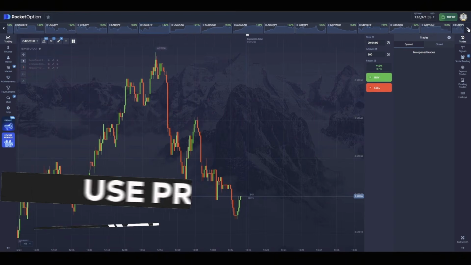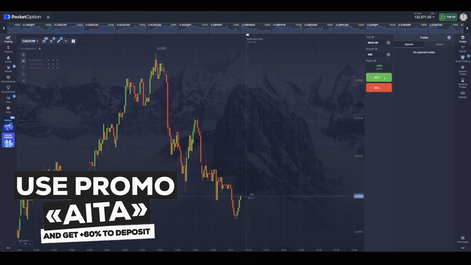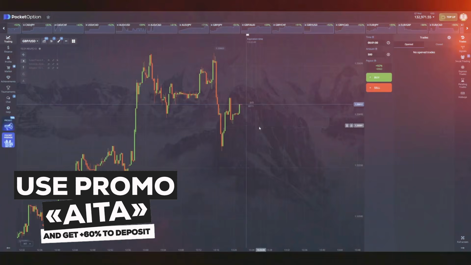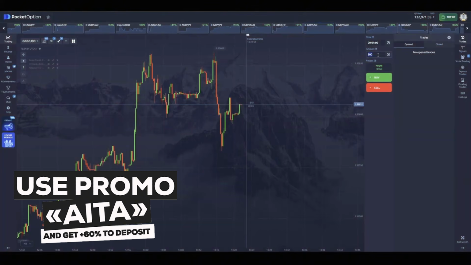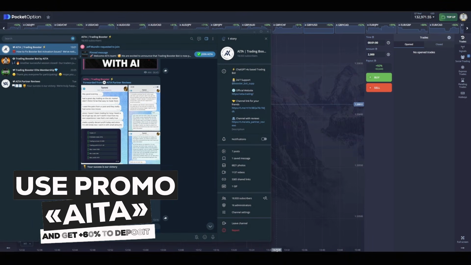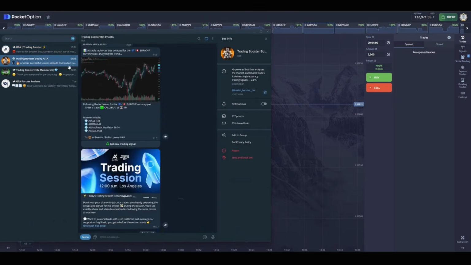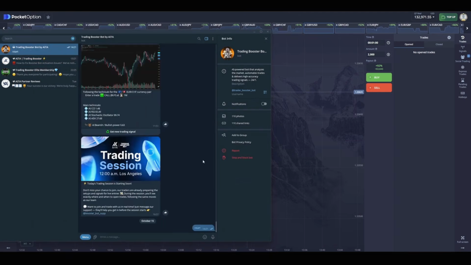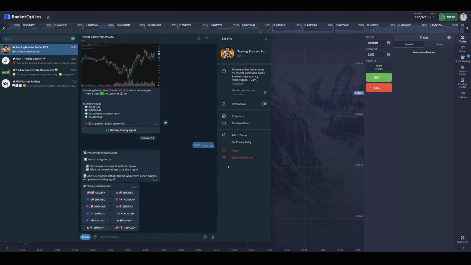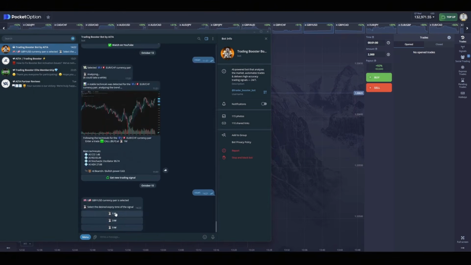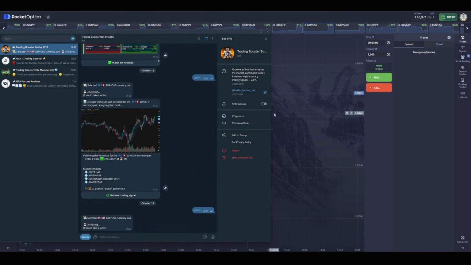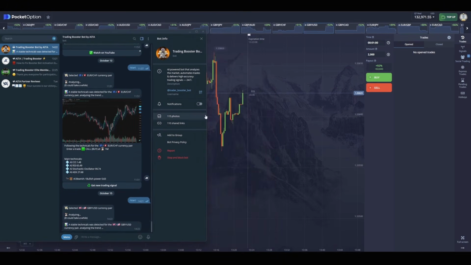Let's look at a pair with a much higher payout, and open a trade on it using our signature tool. For example, I'll choose the British pound dollar. And let's put down $2,000 here. So I'll go over to the booster bot, press start, meaning I'm reactivating the robot. Select the British pound dollar currency pair, set the trade time to 1 minute. And now we just wait for the signal.